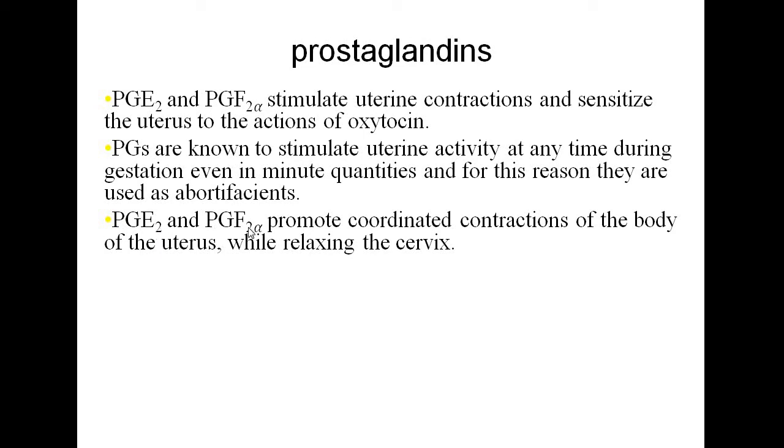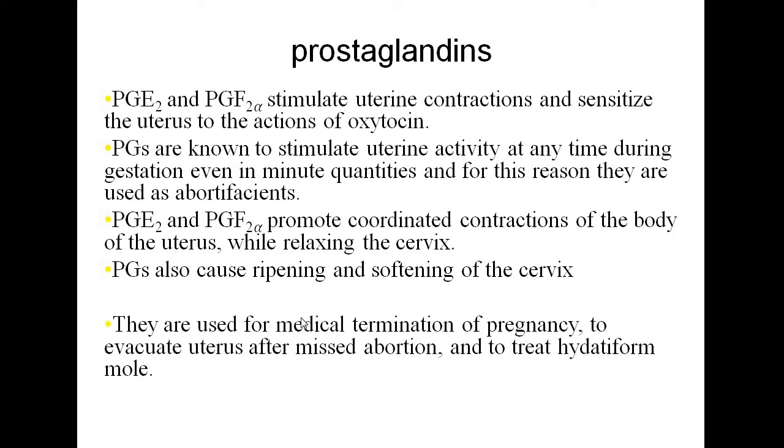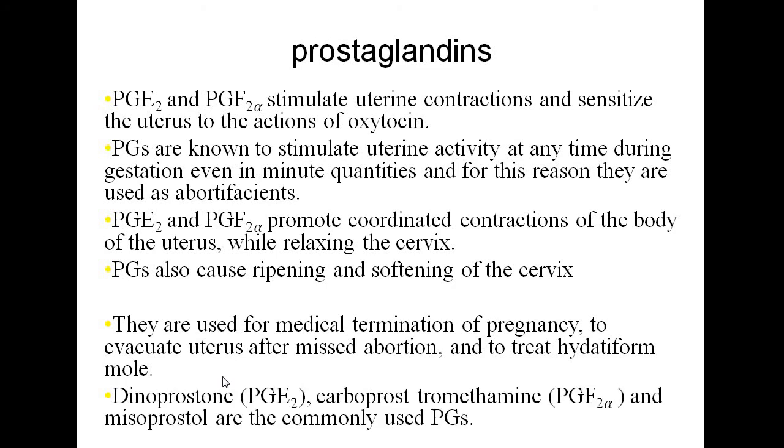Prostaglandin E2 and prostaglandin F2 alpha are used to promote coordinated contractions of the uterus while relaxing the cervix. So when does this come into use? Because of ripening and softening of the cervix when administered intravaginally. So these prostaglandins, PGE2 and PGF2 alpha, are used for medical termination of pregnancy, also to evacuate the uterus after a missed abortion and to treat hydatidiform mole. The commonly used ones are dinoprostone, which is another name for prostaglandin E2, carboprost, which is PGF2 alpha, and misoprostol.